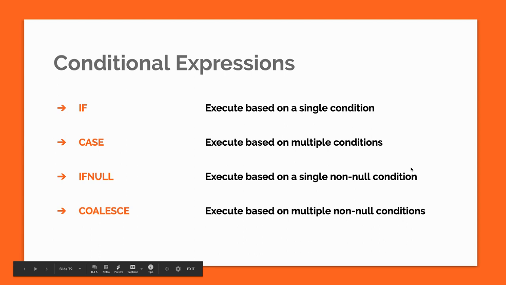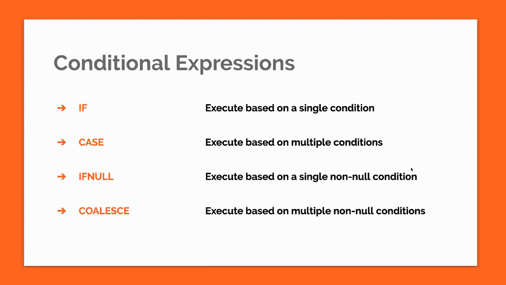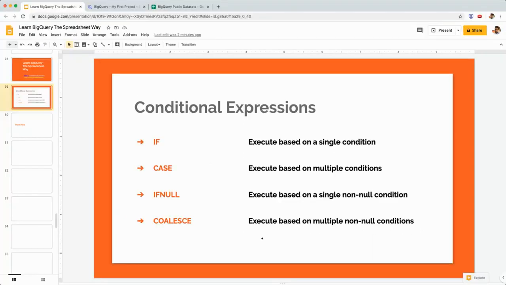These are the different functions that we are going to learn today. IF: execute based on a single condition. CASE: execute based on multiple conditions. IFNULL: execute based on a single non-null condition. COALESCE: execute based on multiple non-null conditions. We are going to use the COVID-19 public dataset with data for the 4th of April.